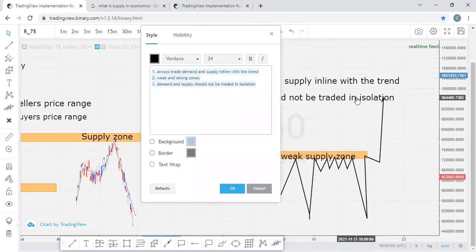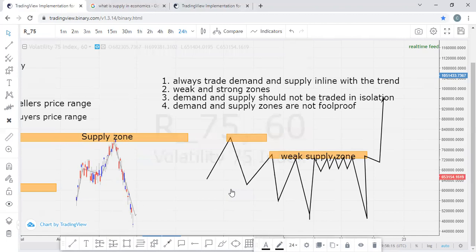And the final thing you should know is that it is not foolproof. Demand and supply zones are not foolproof, because there are times they get violated. The market may just come to a supply zone and break through, as long as the money for the buy is more than the sell.